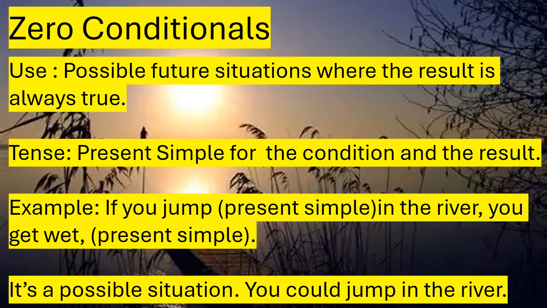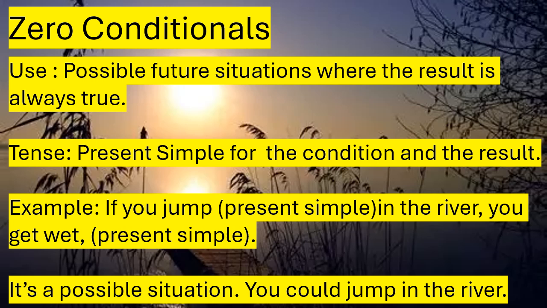So firstly, zero conditionals. They're used in possible future situations where the result is always true. So the situation has to be possible, not just a dream or your imagination, and it has to be a situation where the result is true 100% of the time. The tense is present simple for the condition, that is the bit that says if or when or something like that, and for the result, which says what will happen if that occurs. So both of them have to be present simple.